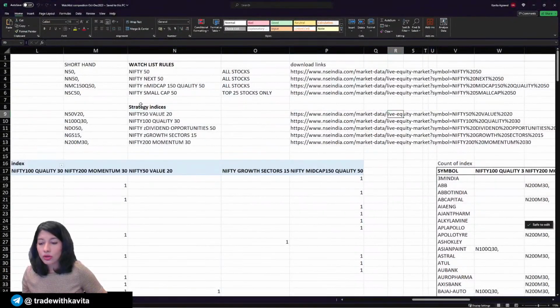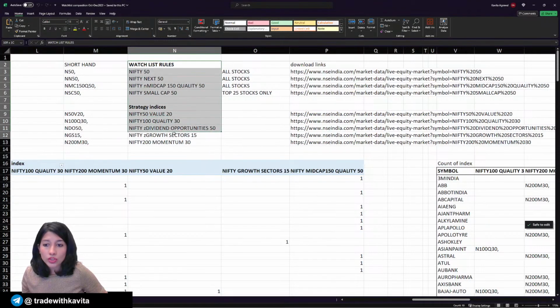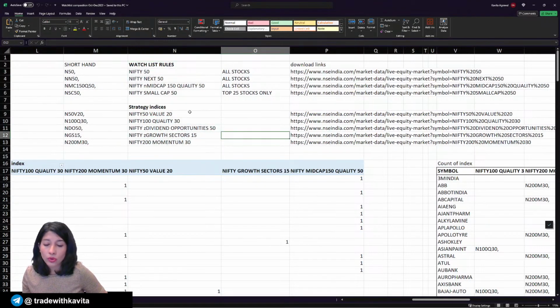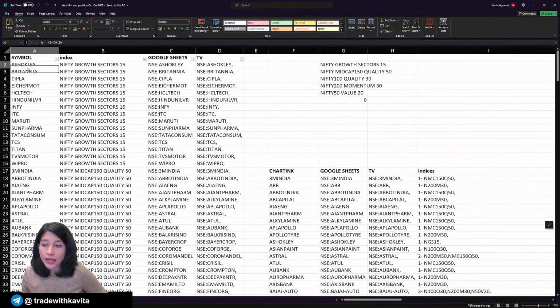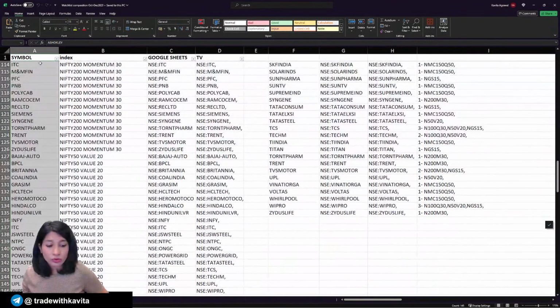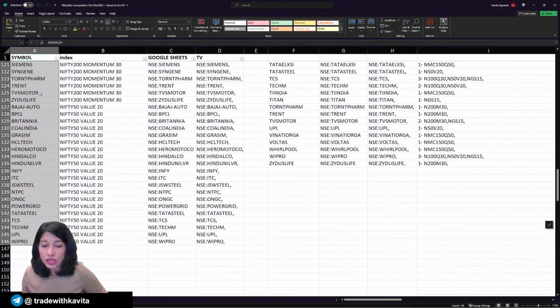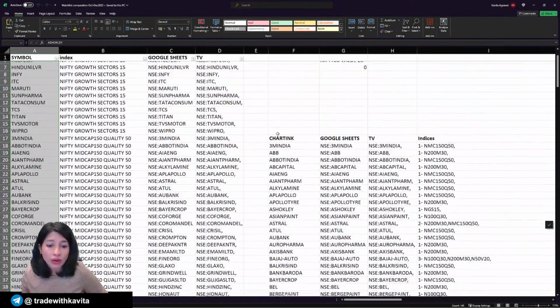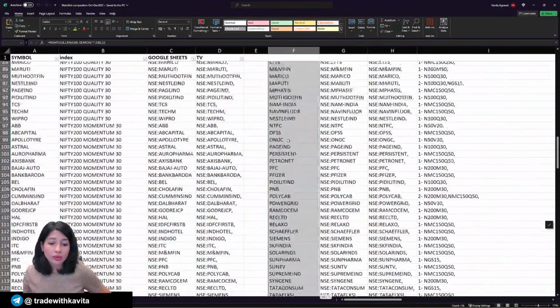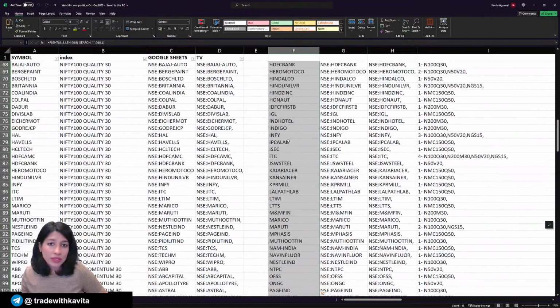All right, so the watch list. What I like to do is track these indices. All of you are more than welcome to take a screenshot of this. These are the indices that I like to follow. I take out the stocks of all of these indices. In total, you will see around 150 stocks, and when you hit the unique function on this, there are around 118 stocks. So this is basically my watch list.